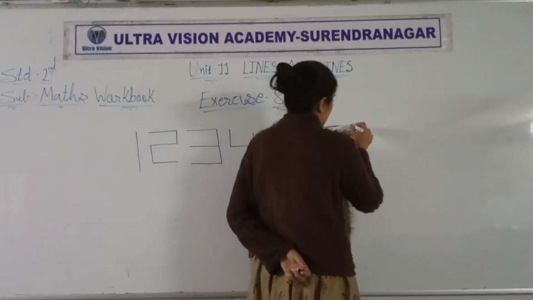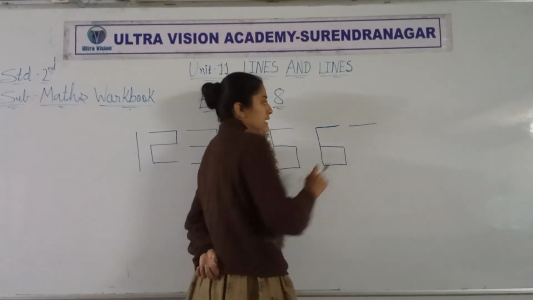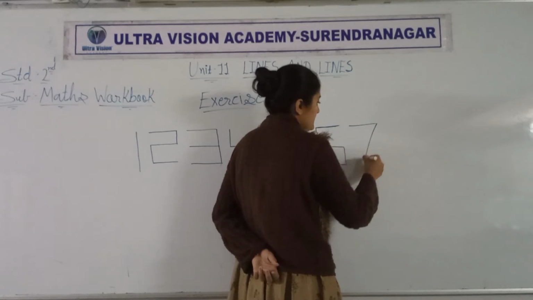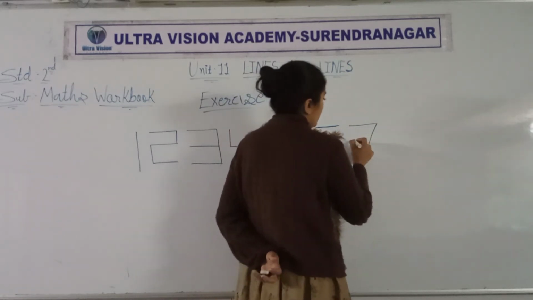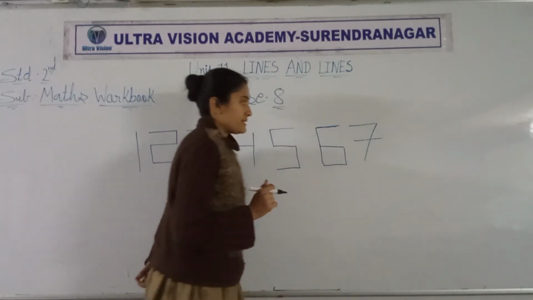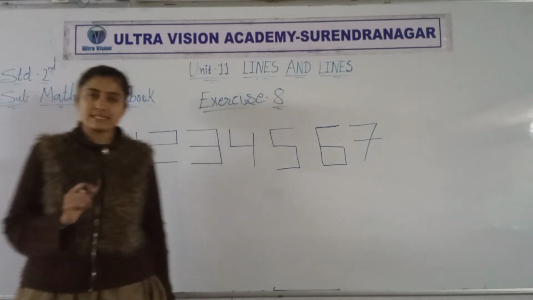Let's make a number 7. We have to use here sleeping line, again slanting lines, again sleeping line. We just made a number 7.